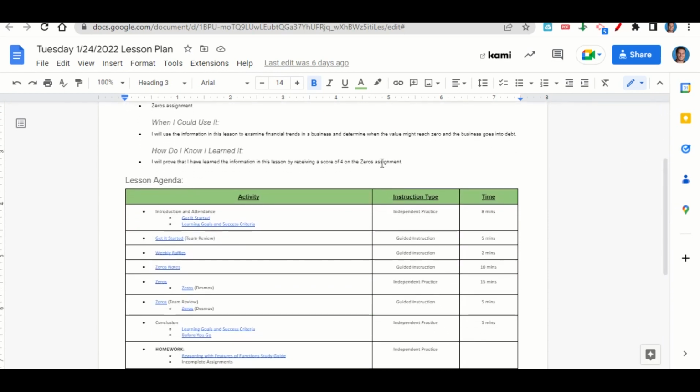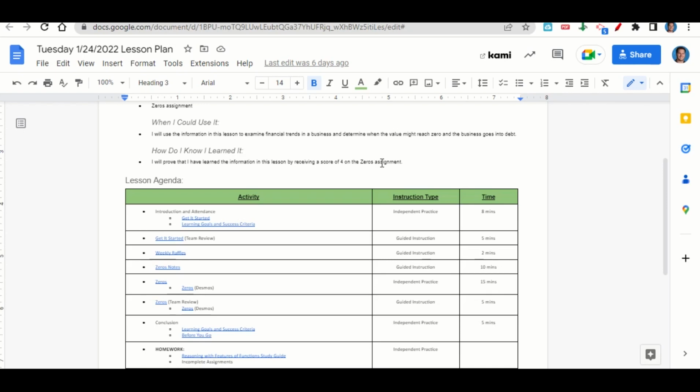Now let's take a look at our agenda for today. We will begin by going over the learning goals and success criteria. While we do that, you'll fill out your Get It Started. Once you've completed your Get It Started, we'll go over it together and answer any questions that you may have. Next, we'll do our weekly raffles. After that, we'll go over the zeros notes, and then I'll give you time to complete the zeros assignment on Desmos. Once you've completed the assignment, we'll go over it together and answer any questions that you may have.